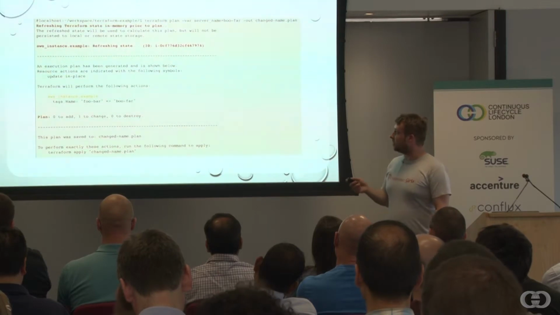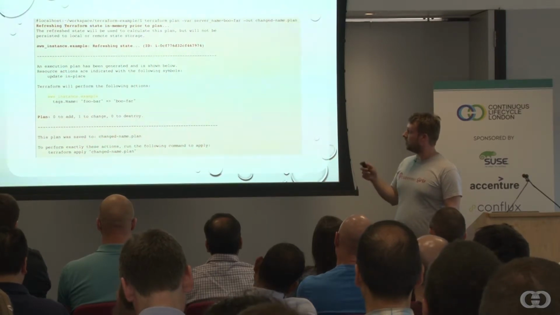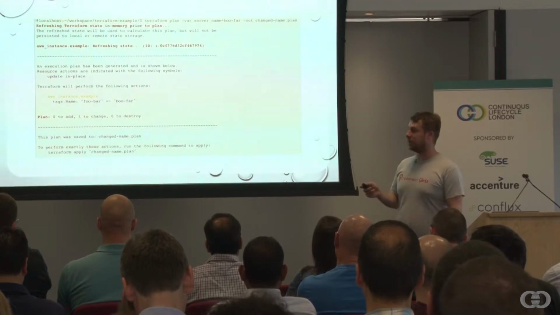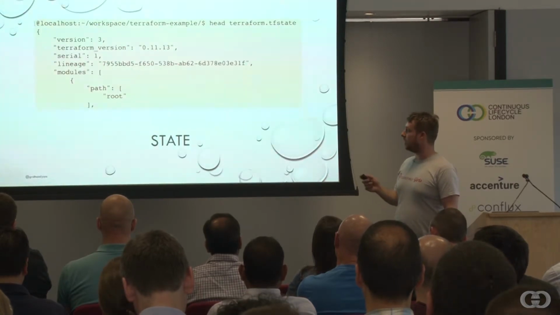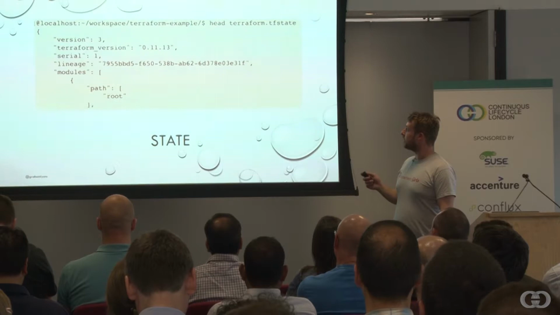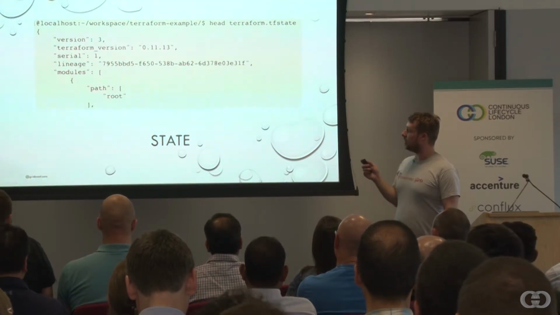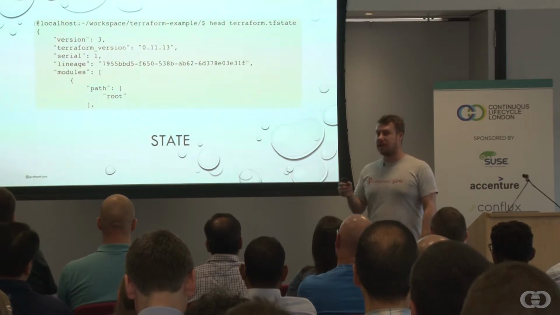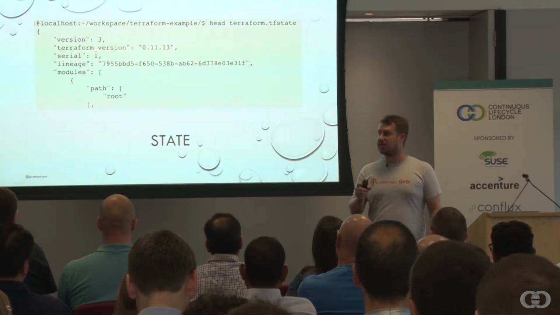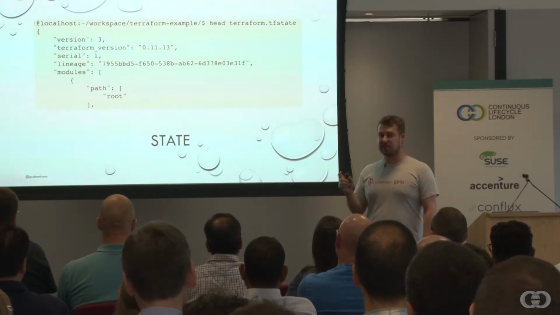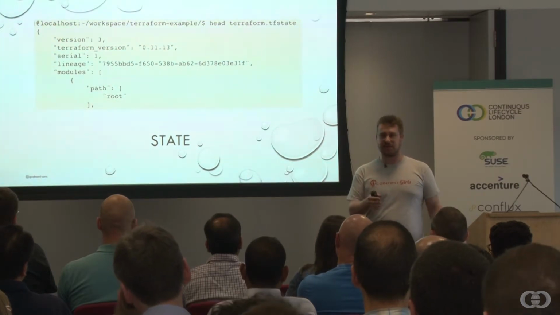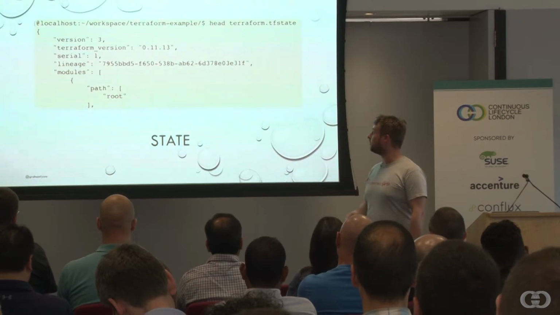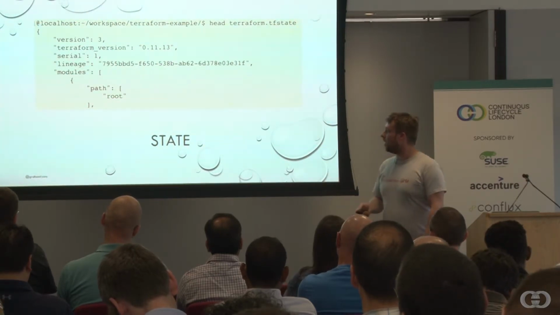So one of the first things it does is actually check against the current state of your infrastructure. So when you successfully create a resource in Terraform, it persists the details of that into its state. And by default, its state is just in a file in the same directory that you ran Terraform in.